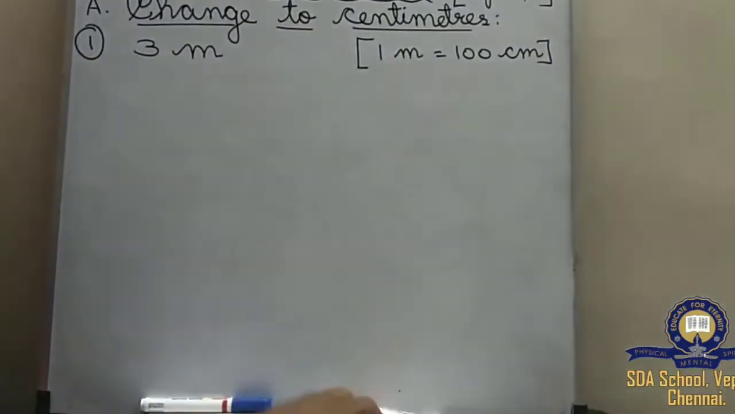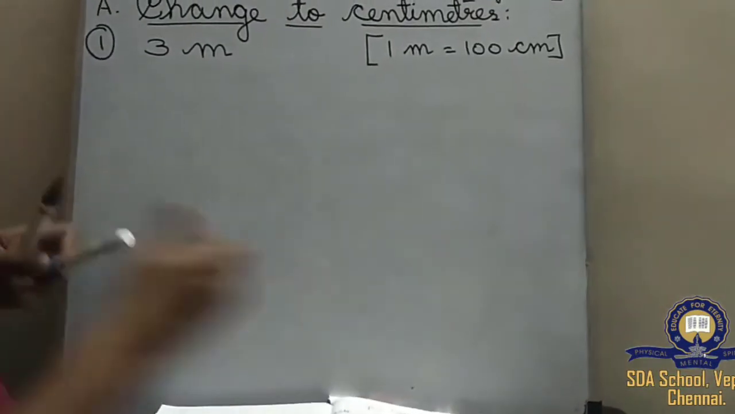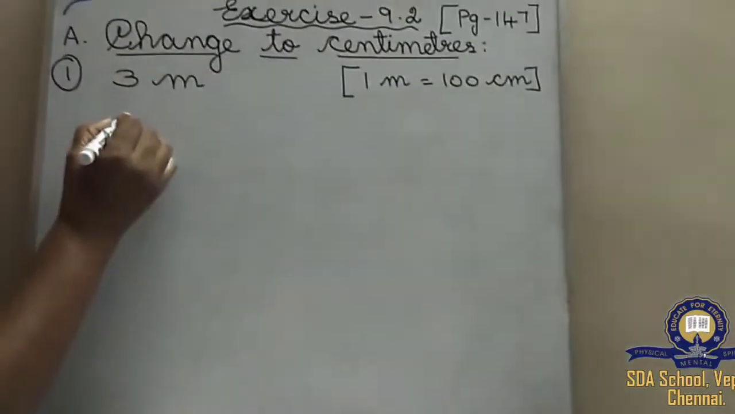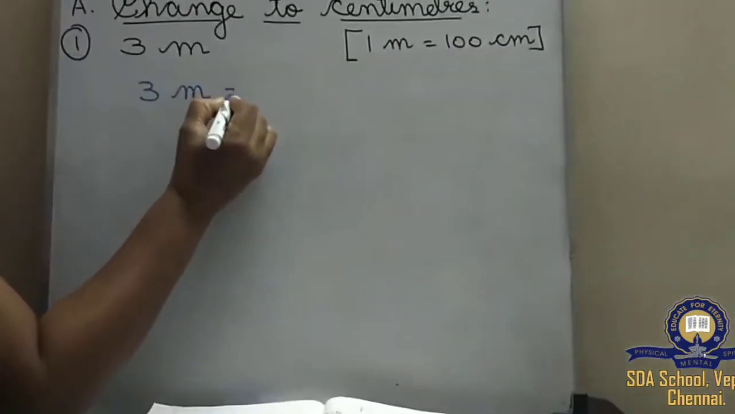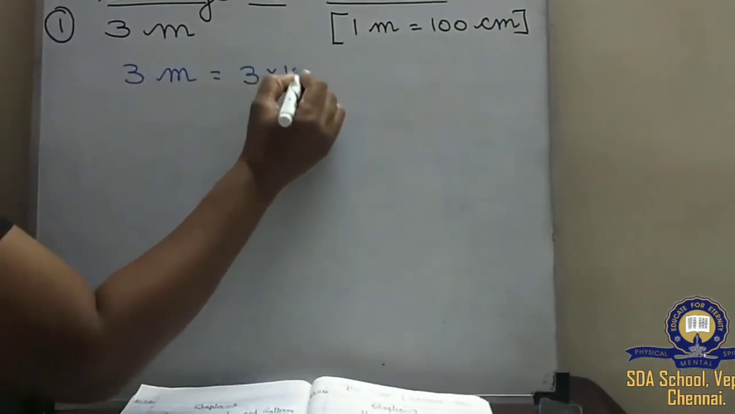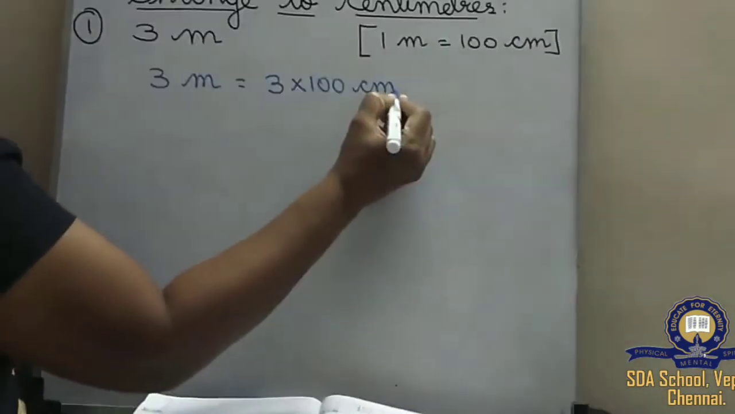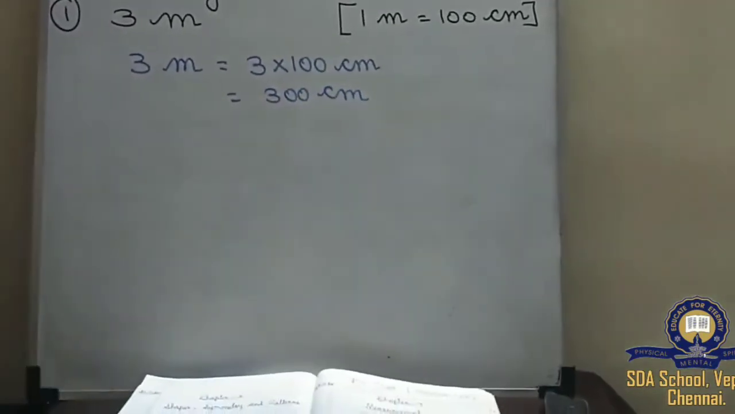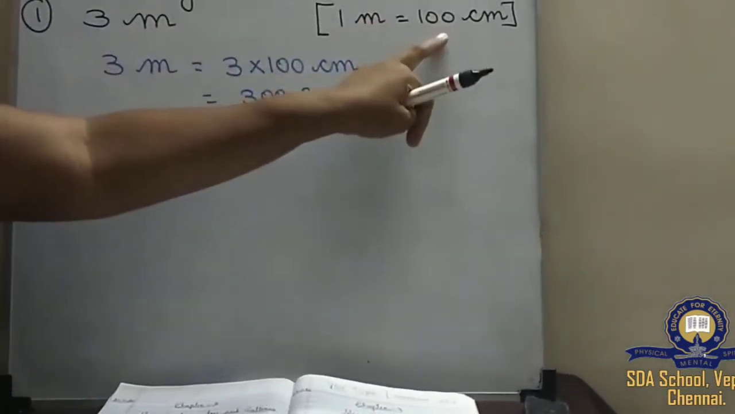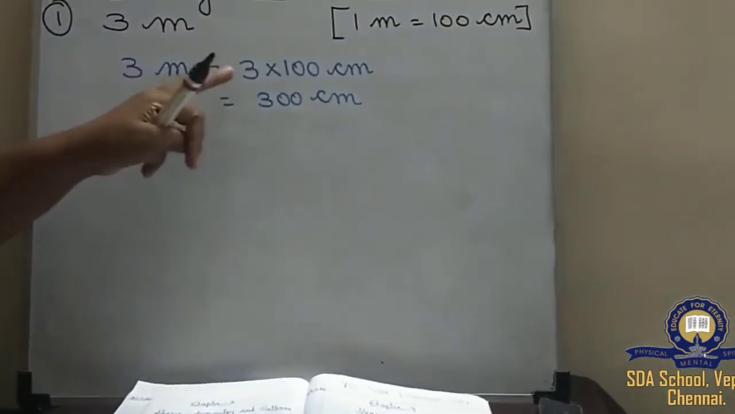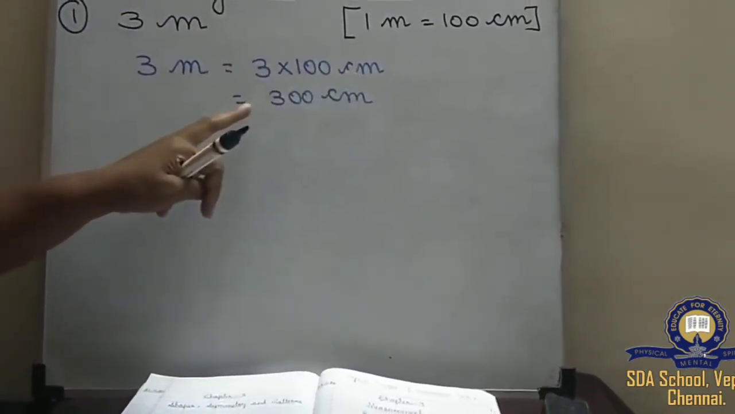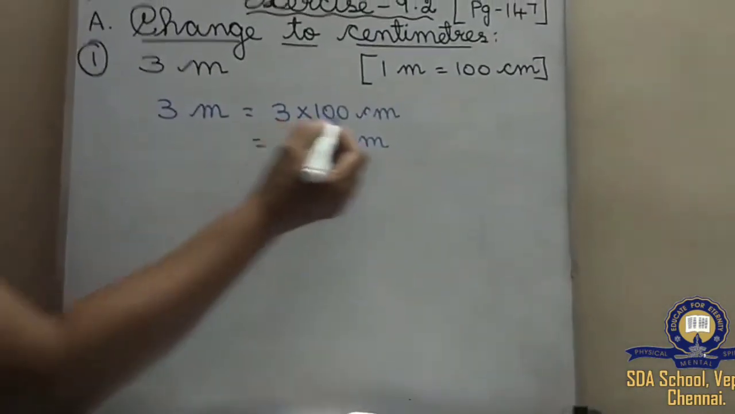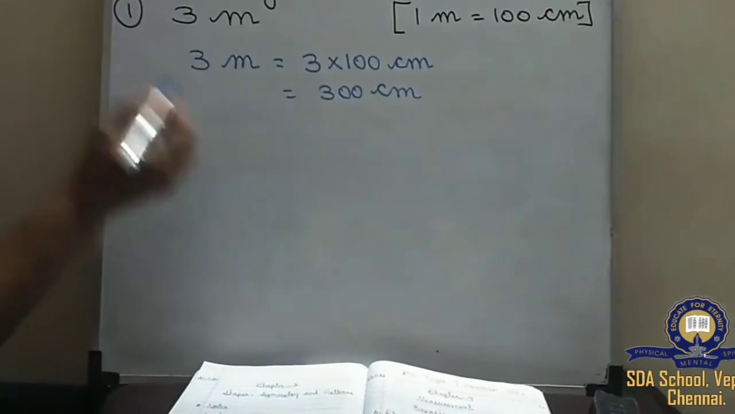We learned first. So 1 meter is equal to 100 centimeter, so 3 meter means what will come? 3 into 100 centimeters. So what's the answer? 300 centimeter. Understood, children? Are you thorough? Yes. I think it's very easy for you, the sum.